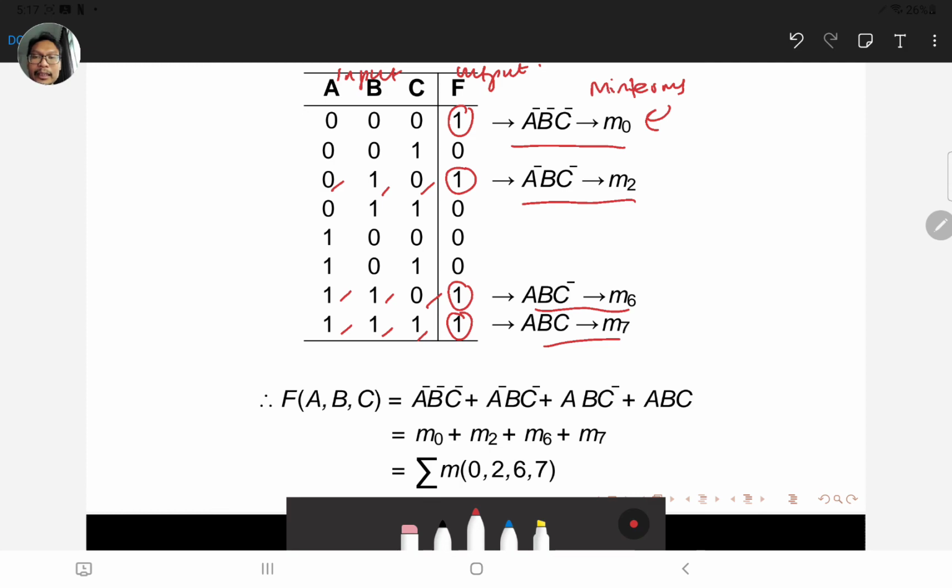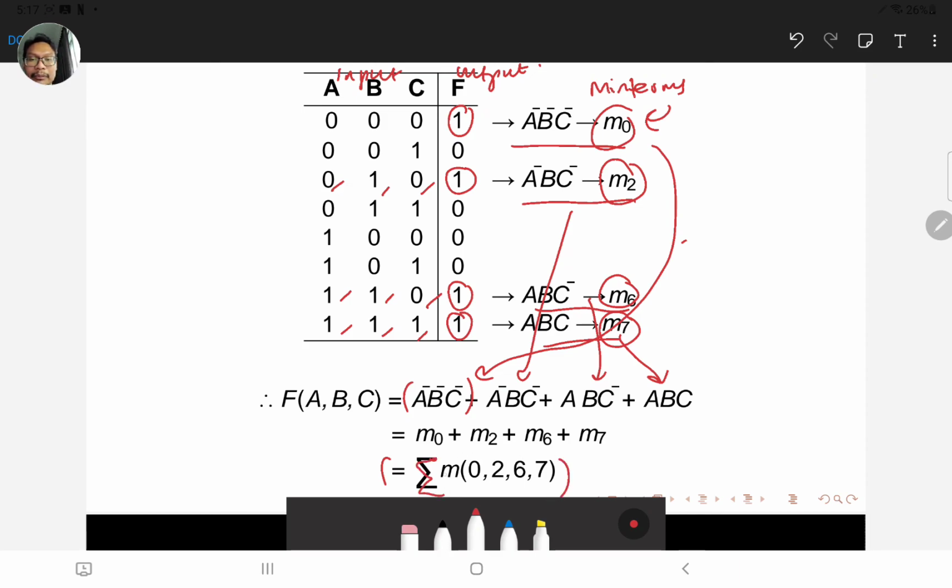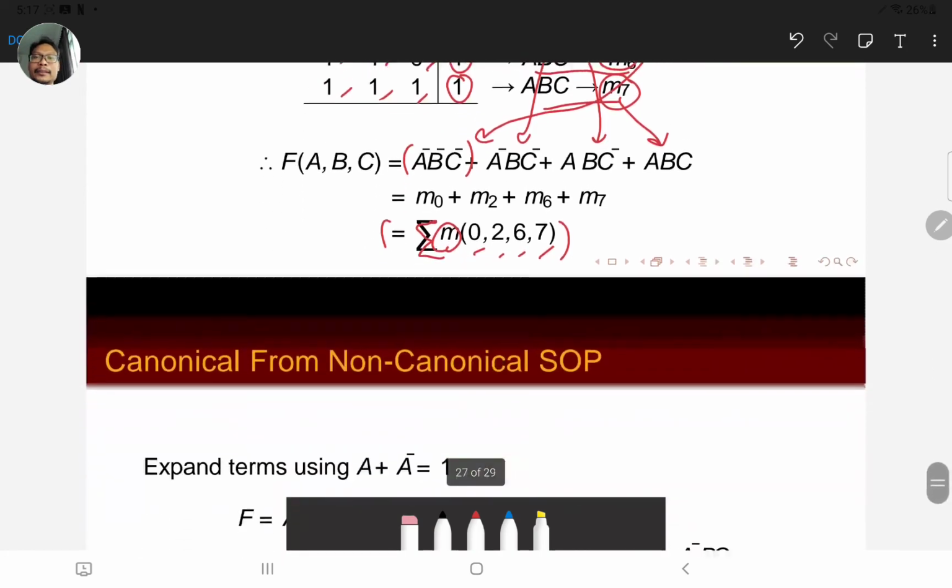In the end, F will be A bar B bar C bar, this one, and this one, and this one, all in the sum. We can also write this as M0 plus M2 plus M6 plus M7. Similarly, you can put a summation there with the small m, 0, 2, 6, 7. That is your min term representation of the output F.